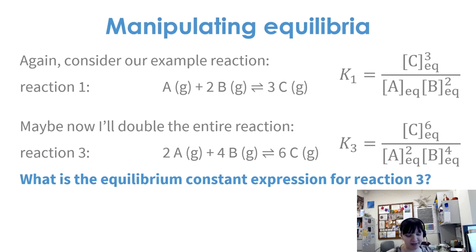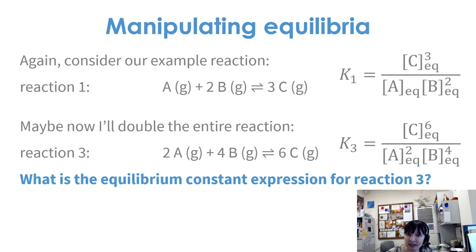So again, the same process goes. It's the same idea of just taking our products over reactants and then putting those to whatever their molar coefficient is to that power. Now, again, looking at how these two K constants compare, if I look at K1 versus K3, where all of the different concentrations are stays the same. Like C is in the numerator in both of them, A and B are in the denominator. So that piece isn't changing here. But what is changing is the molar coefficient and the power that each of these concentrations is going to.